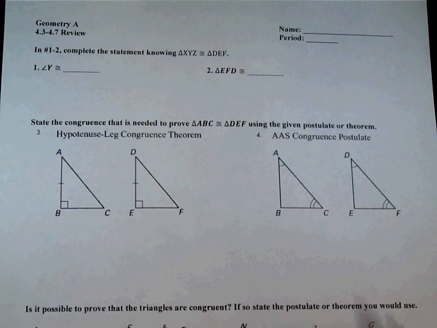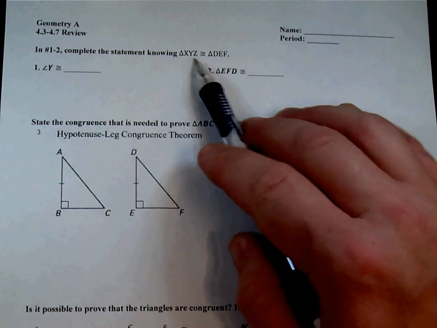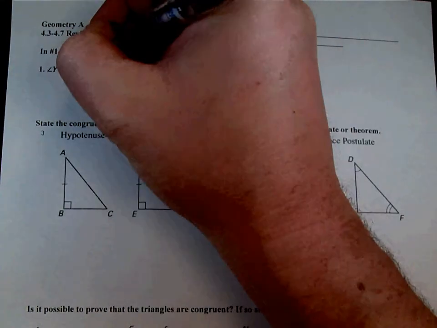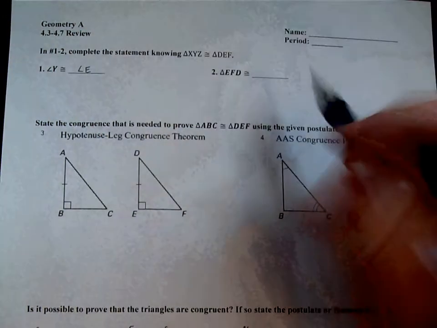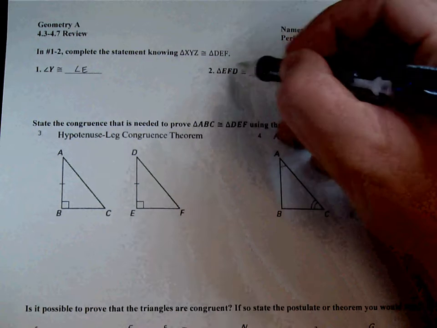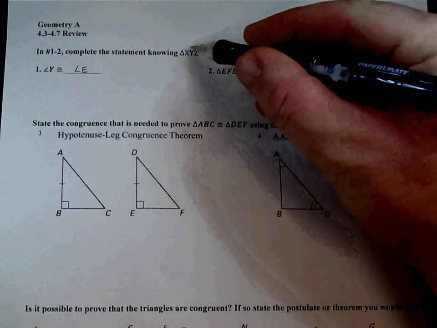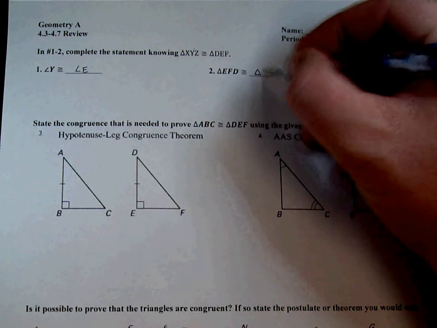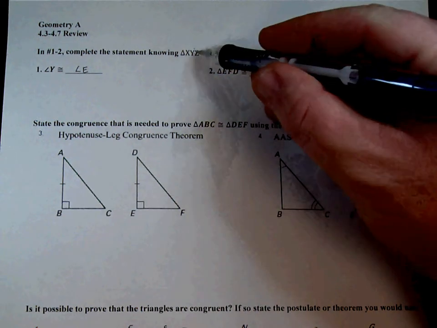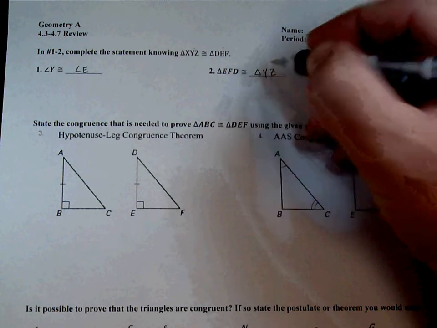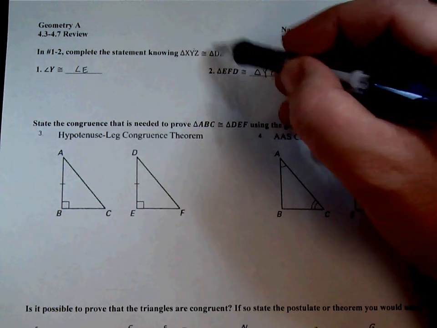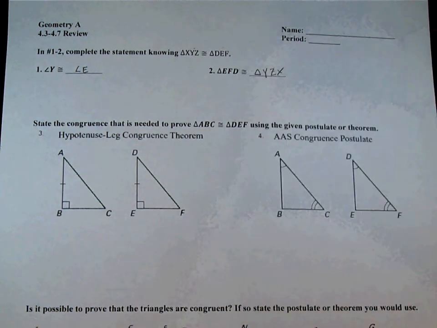Okay, angle Y, well, it was the second letter listed, so it corresponds to E, so it would be congruent to angle E. They said E, F, D. Let's look at the order. E was the second letter, so we should match it up with Y. Y was the second letter. Then we went to F, which was the last letter, so that matches up to Z. And then they went to D, which was the first letter, so now it corresponds to X.